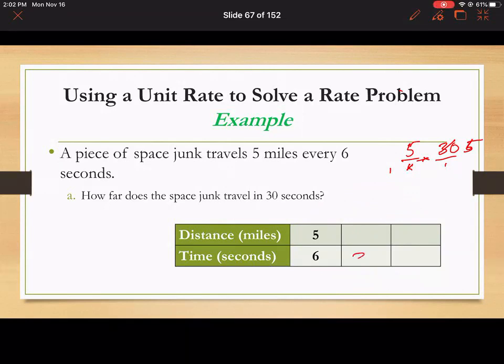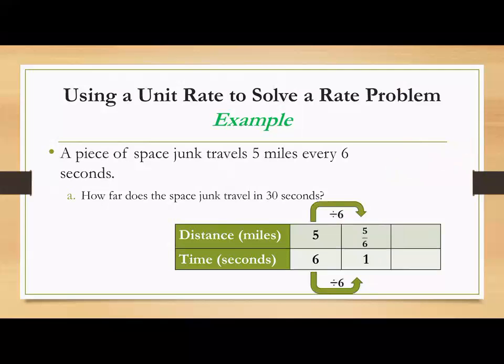We could say, if I wanted to get to 30 seconds, how do I get from 6 to 30? So then I'm going to do the same thing up here. So that one's pretty basic. We've done stuff like that before, where we just kind of move along the ratio table. Here is where we get a bit more complicated.